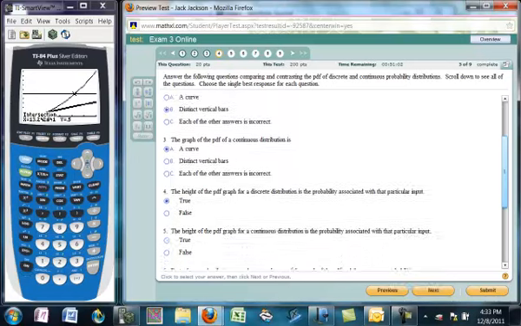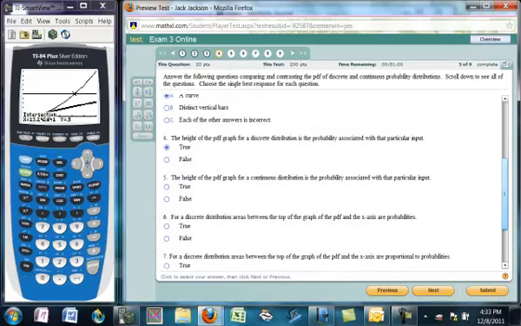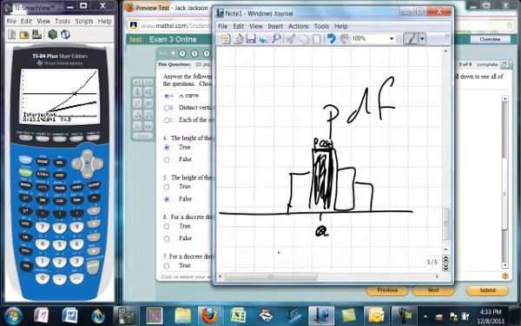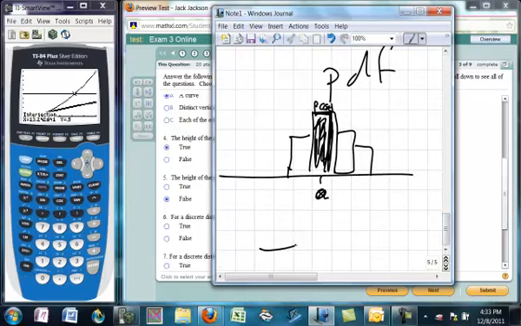The height of the PDF graph for a continuous distribution is not a probability. So when you're doing a continuous distribution, let's say maybe something like a normal distribution, the height here is not a probability. What are probabilities here? Areas.